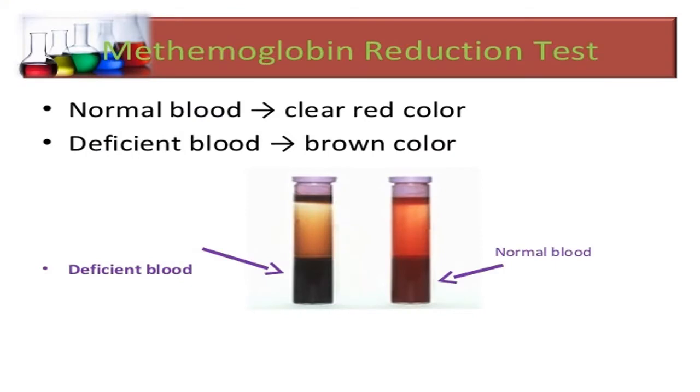I said brown and red color. This slide shows how the G6PD deficient blood appears brown in color, and this is the normal blood which appears red in color.